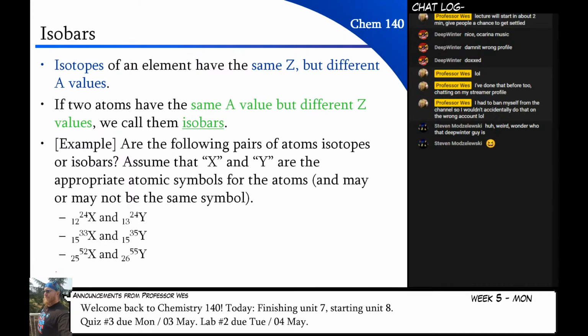In these pairs below, we can determine whether the 2 atoms represented by the symbols X and Y are either isotopes, isobars, or just unique. In this first example, I have different Z and the same A, so these would be isobars. These would be 2 different atoms that have the same isotopic weight. Down here I have the same Z, but different A, so these are isotopes. These are actually the same element, with different numbers of neutrons. And then down here, these are just unique, because nothing matches.